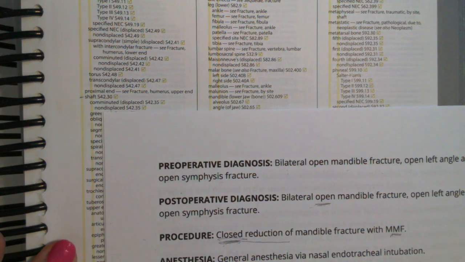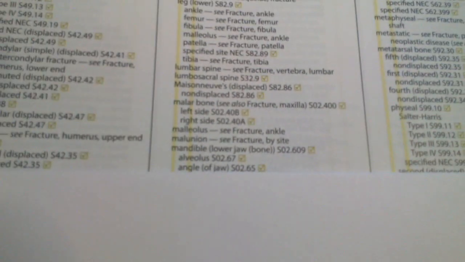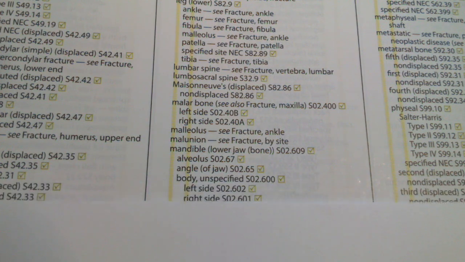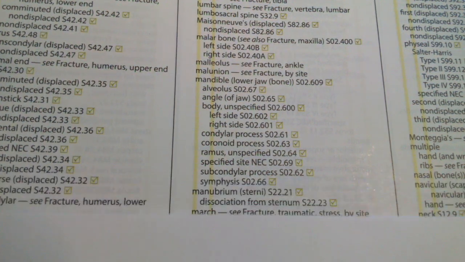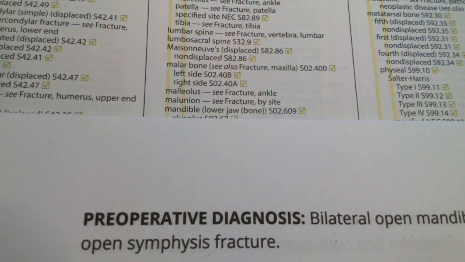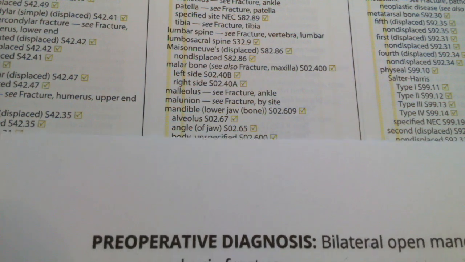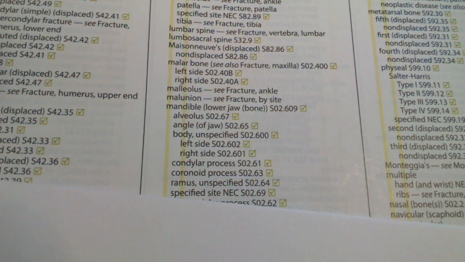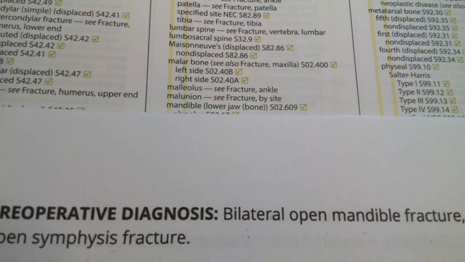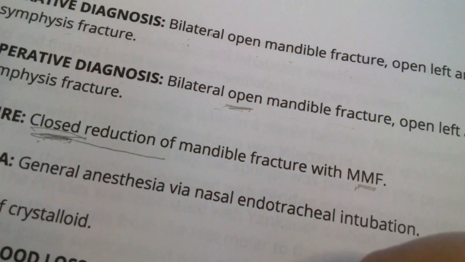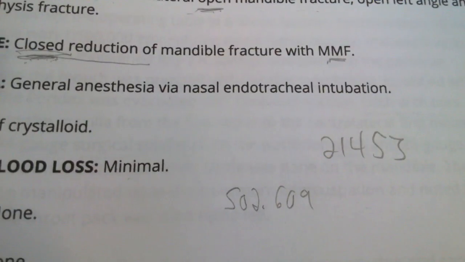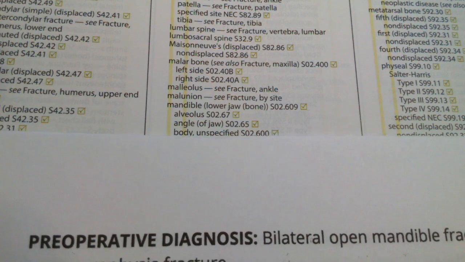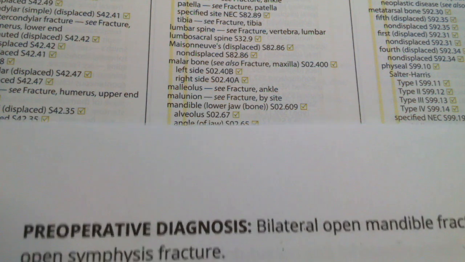And then, actually, let me zoom you guys in here so we can see a little bit better. We have angle of jaw, and then we also have down here the other one, the symphysis. So let's see, we have the bilateral mandible, we have the angle, and we have the symphysis. So let's just jot these three down here. Mandible S02.609. And then we have S02.65.